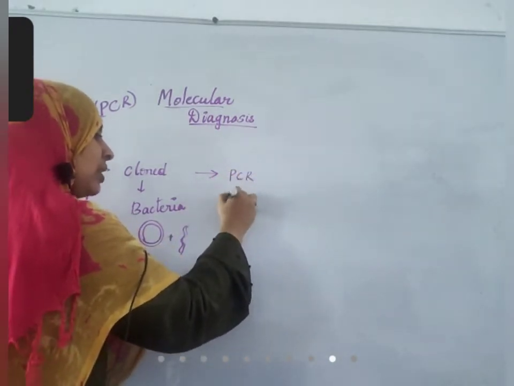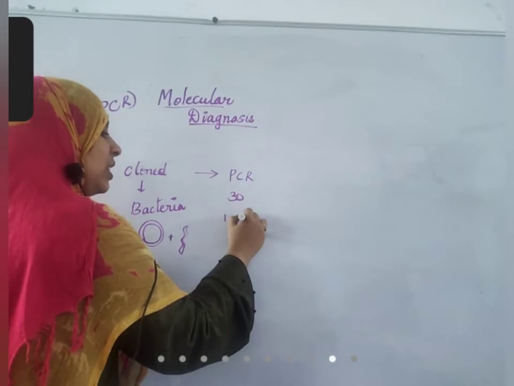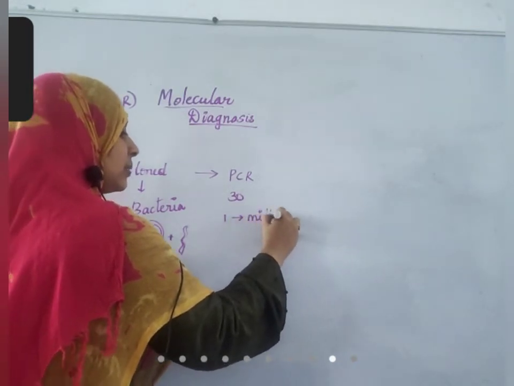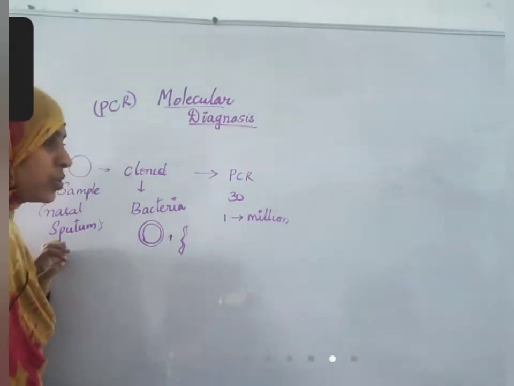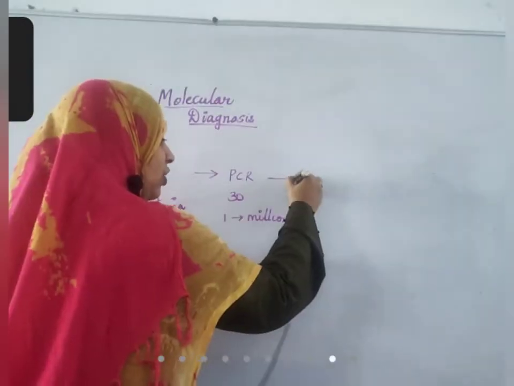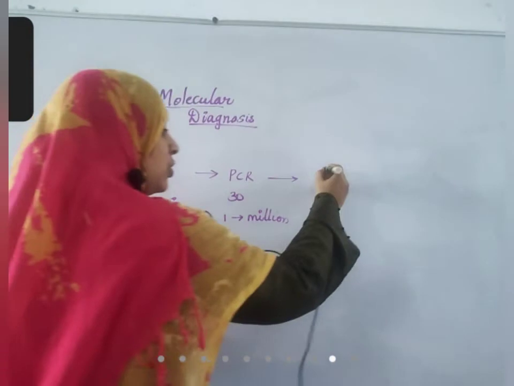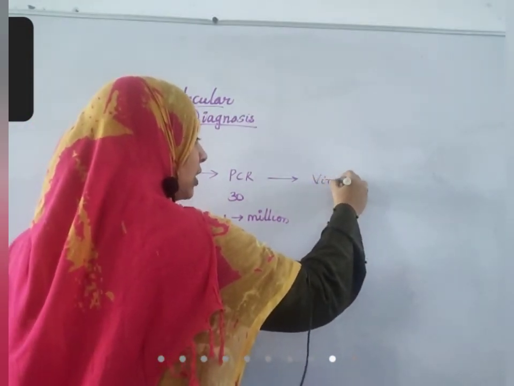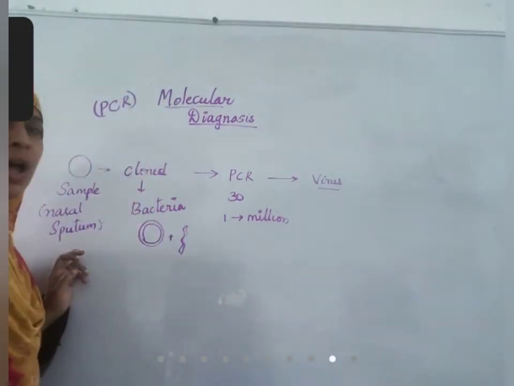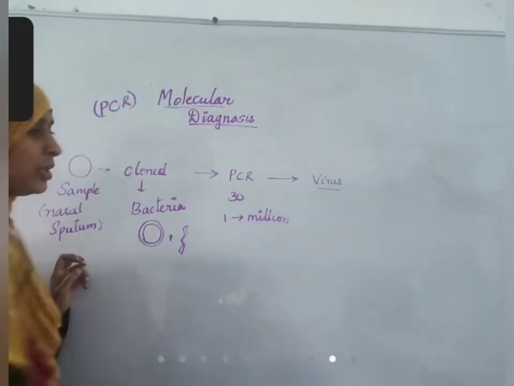I told you, if you run 30 PCR cycles, one DNA will turn into a million copies. Even if there is a small amount of infection, you can detect it. At the end of PCR, you will understand. So now the test will be performed to see whether the virus is there or not. How will the test be performed?